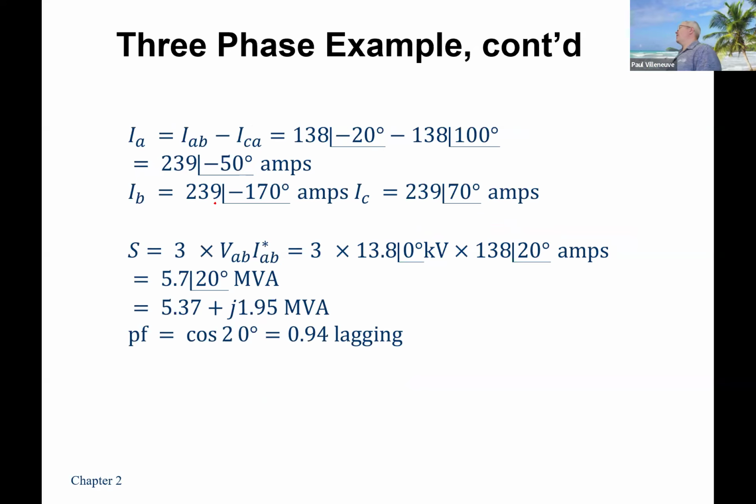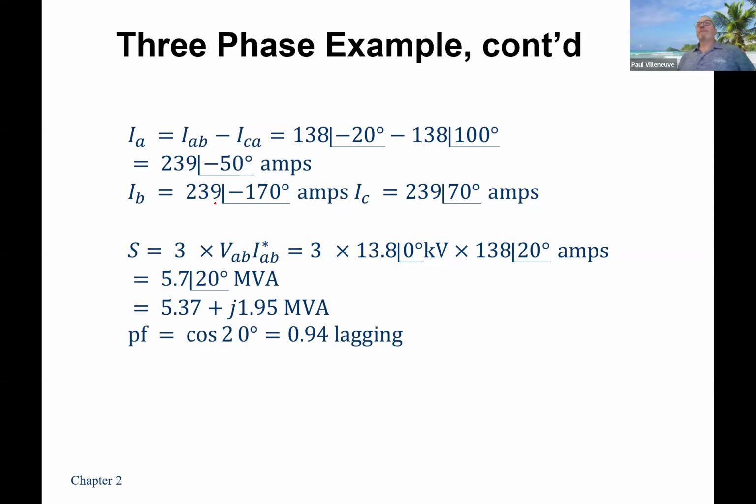Line currents are pretty important to know because that's the actual current going between devices. And if I want to calculate the total power, I do 3VI conjugate, using phase quantities. You notice it's 138 amps, not 239 amps. And I end up with 5.7 at an angle of 20, or 5.7 at a 0.94 lagging power factor.